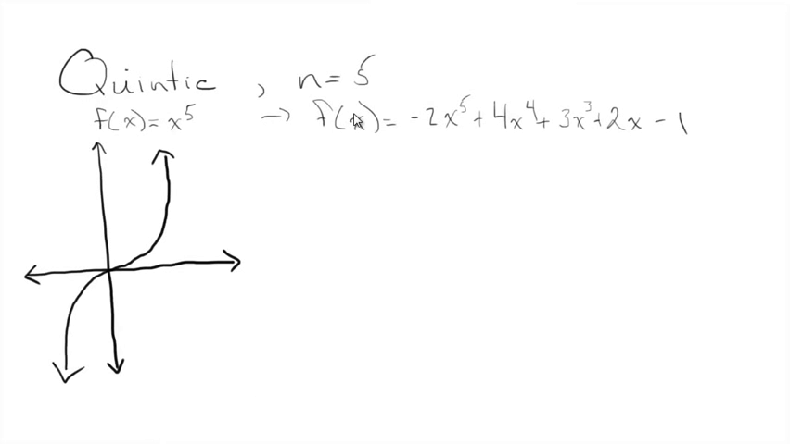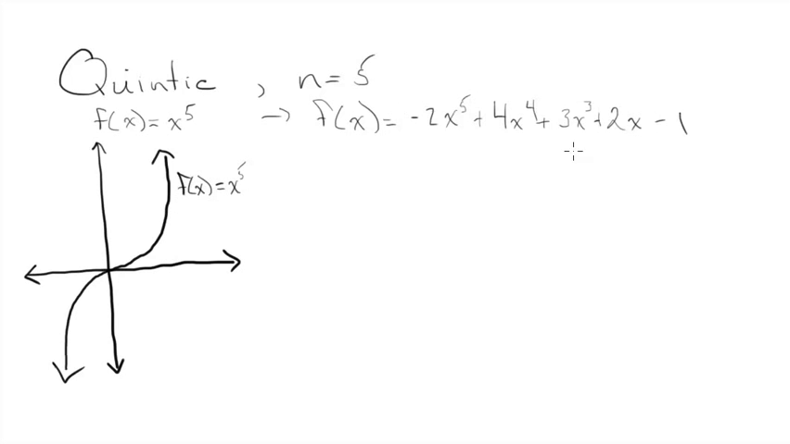Okay, and the next one, very quickly, I'm going to try to do a quintic. So this would be of degree 5. So your base quintic would be f of x equals x to the 5. This one kind of looks like a cubic, except it's a little flatter around here, and it goes up a little bit steeper. But again, that's kind of your base one.